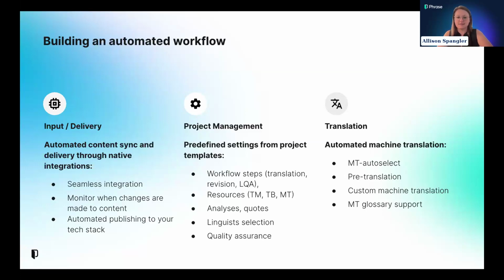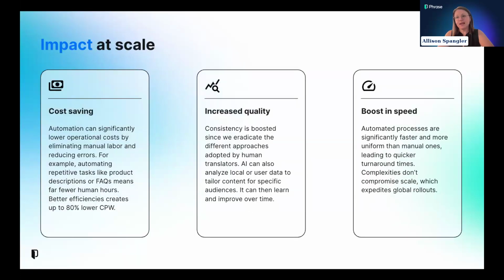So once these settings described here are working and running within Phrase, the input and delivery, project management, and translation can be done without a single click. The only thing left to do will be monitoring your ongoing projects. And by enabling this level of automation, we are driving cost saving by eliminating manual labor, repetitive tasks, and lowering the cost per word. We're increasing quality because we are streamlining processes and reducing the room for human error. And we're also upping the speed because automation leads to quicker turnaround times and fewer bottlenecks.